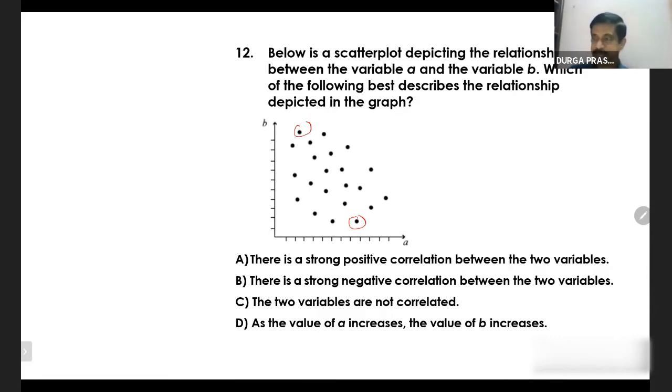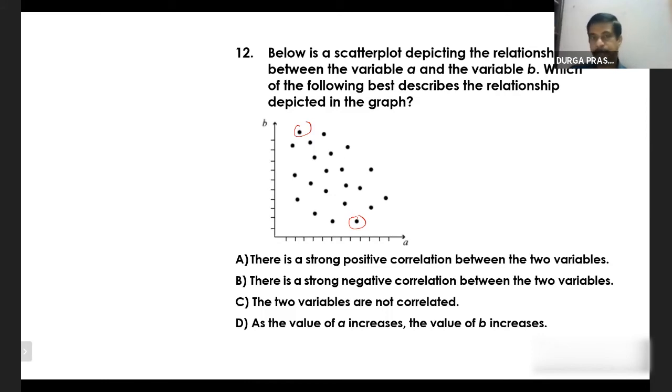I need not tell it. Which one is right? By reading itself, you should be able to tell. There is a strong negative correlation between the two variables. Two variables are not correlated. As the value of A increases, the value of B increases. So you could have told the answer. I'll not even try to work on these types of questions. I'll directly answer it without any discussion. Okay, we'll just move on and answer it.